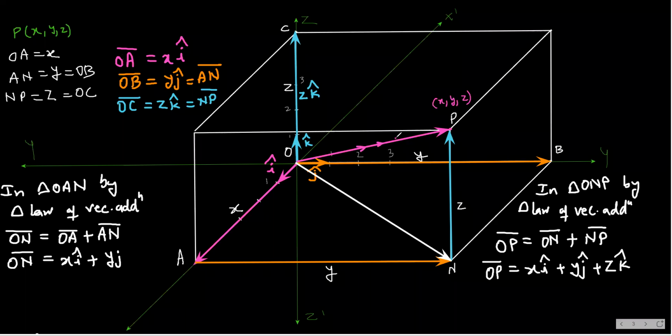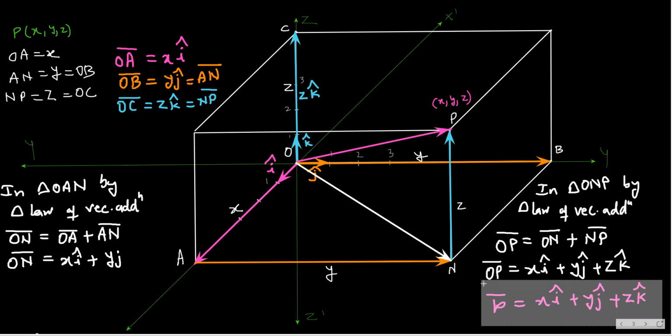You got the position vector of point P, which is in space. And what is that equal to? You got it as x i cap plus y j cap plus z k cap. So P bar is x i cap plus y j cap plus z k cap. Okay, this makes a very bold statement.